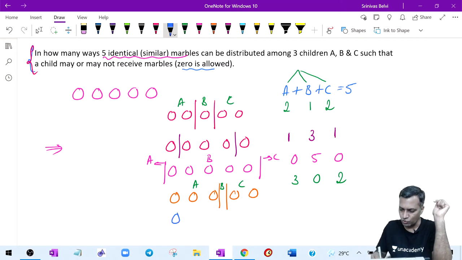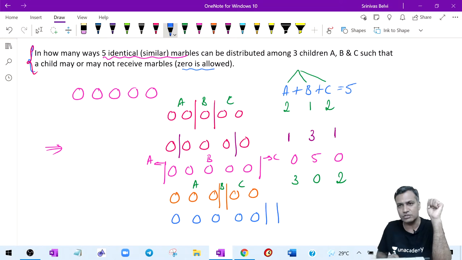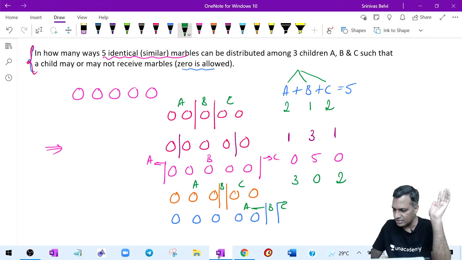Very good. The last case I will do, just for reconfirmation. Can I put the two lines here? Why not? Anywhere you can put. You have two sticks, two lines. You can place those two lines anywhere. In this case, A gets all five marbles, B gets none, and C gets none. In this case, it is 5, 0, 0.